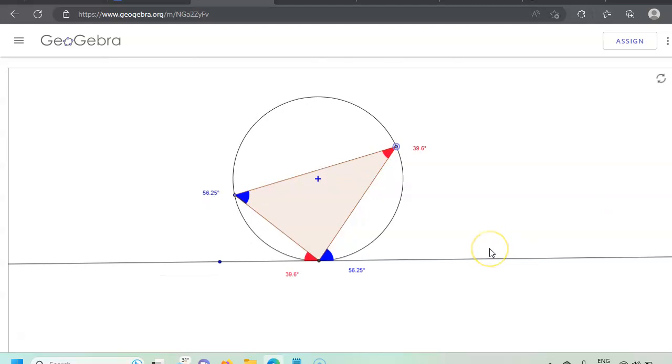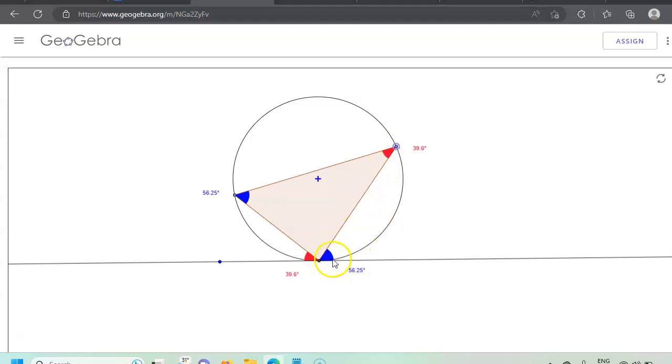Okay, so it's not just at the left side, it can also be at the right side. In this case, take a look at the red angle here. It's formed by this chord and the tangent line. The alternate segment is at the right side, and it's inside the triangle there, right? So it's also 39.6.